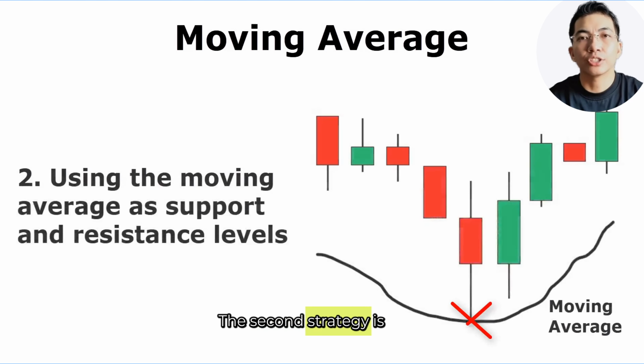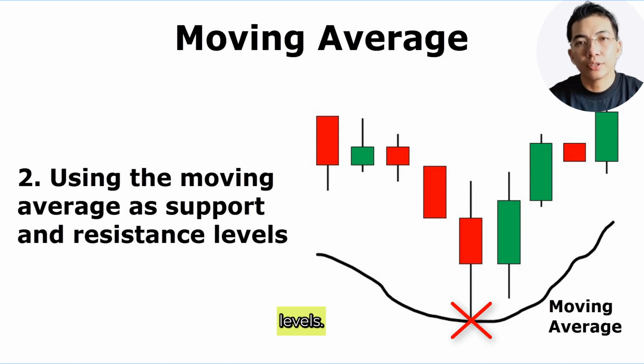The second strategy is using the moving average as support and resistance levels. Well, this doesn't need further explanation. I think it's quite self-explanatory.